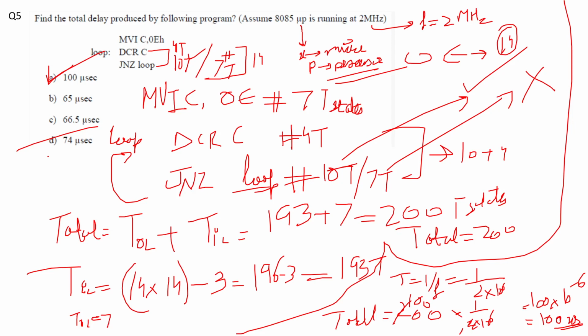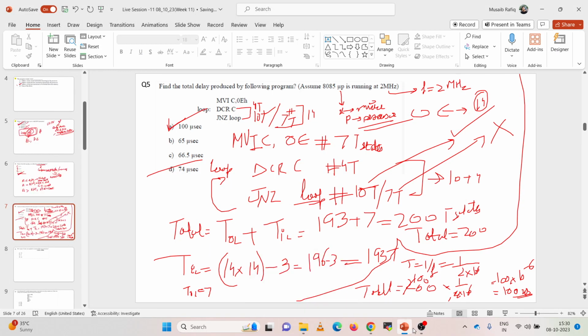For one time period, it takes 0.5 microsecond. So you multiply 0.5 by 200 and you get 100 microseconds as your total delay. So total delay will be T into the number of clock cycles required. The number of clock cycles is 200 and T is the individual delay. So that is 200 multiplied by 0.5. Any doubts here?